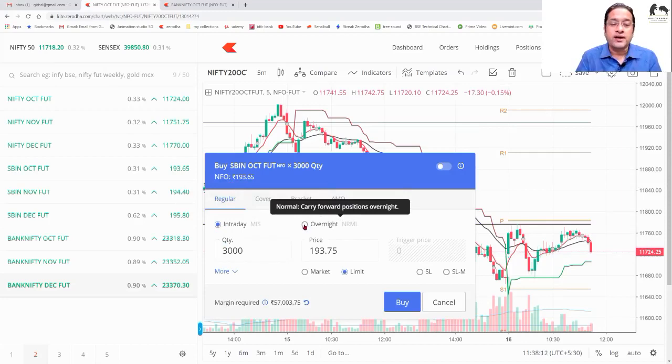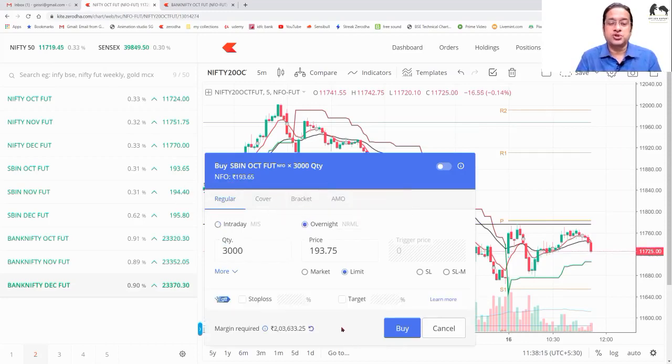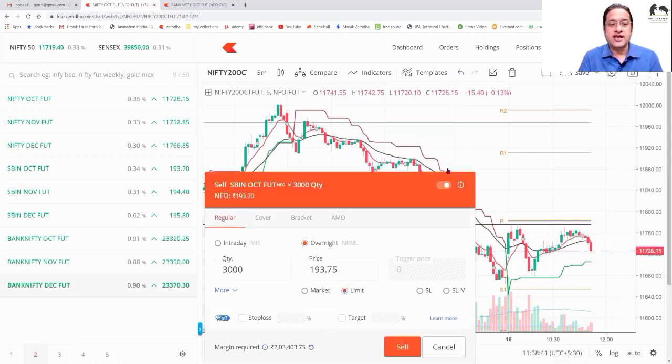Now, if I put it overnight, now this is the value. 2,03,000 is the margin required if I want to carry the position beyond 3:15 today, because at 3:20 your broker squares off your trade irrespective of wherever your trade is, unless you change your position from intraday to overnight. You will have to square off there and actually take a fresh position here. Now this is how it works, whether I want to buy or whether I want to sell. This is how exactly it looks like.